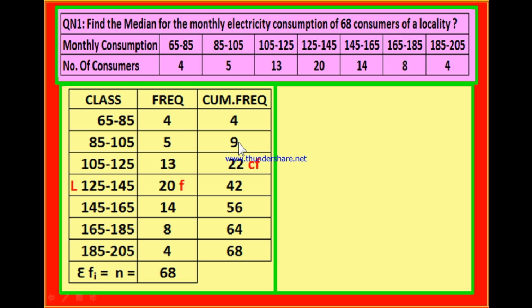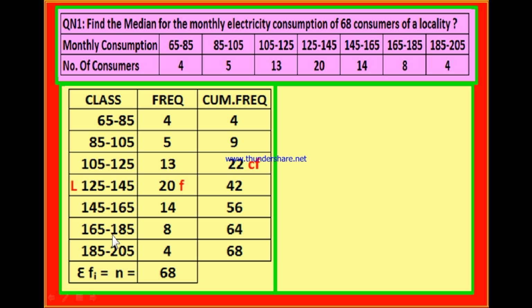Therefore, if we add like this, it is enough. 9 plus 13 is 22. Similarly, the cumulative frequency of 125 to 145 is the sum of all these frequencies. But we added all these frequencies and we wrote there. Therefore, you can add these two. 22 plus 20 is 42. And the cumulative frequency of this class is 42 plus 14 is 56.